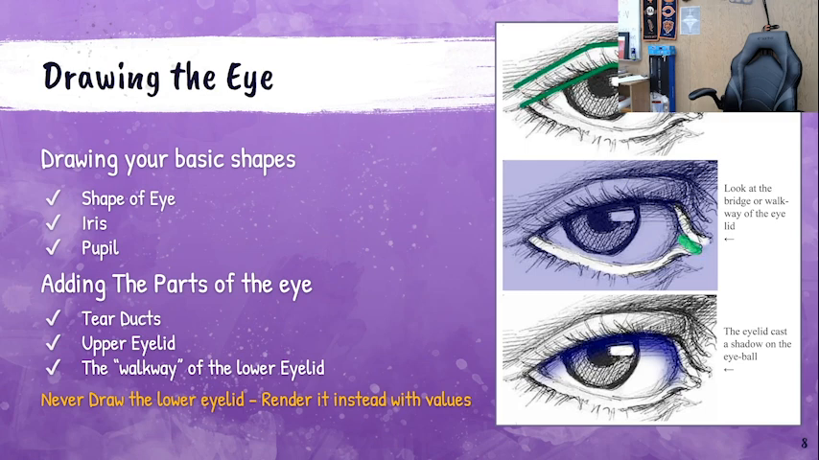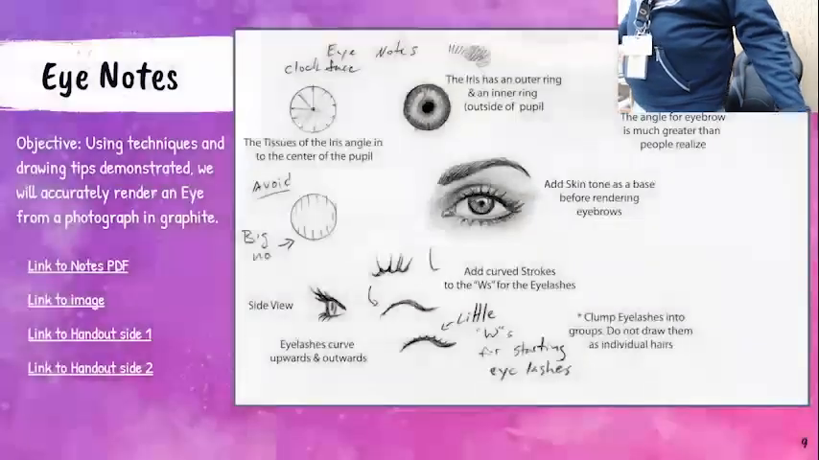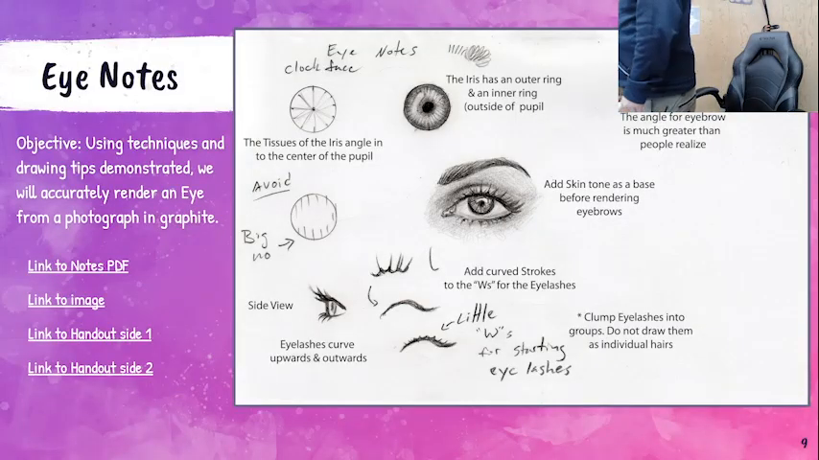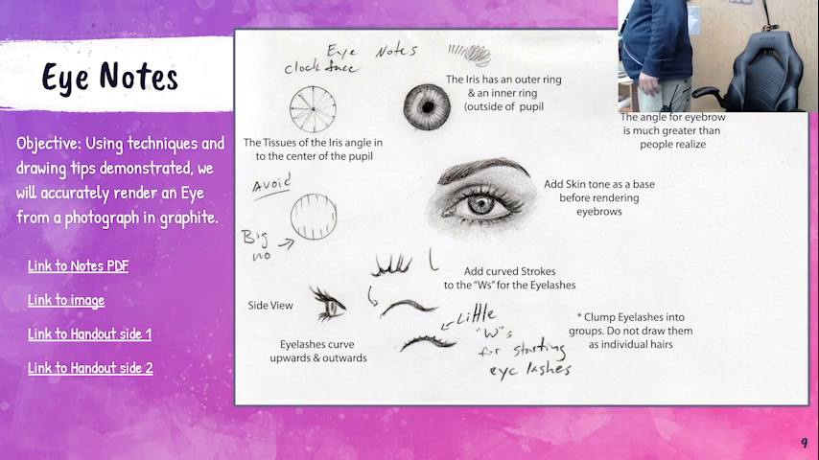People always talk about the whites of the eyes. Well, our eyeballs aren't really white. They're an off color. So we're going to address that when we're drawing too. These are things to keep in mind when we're doing it. These are the notes.